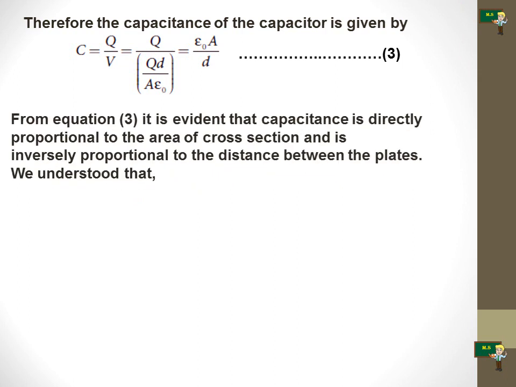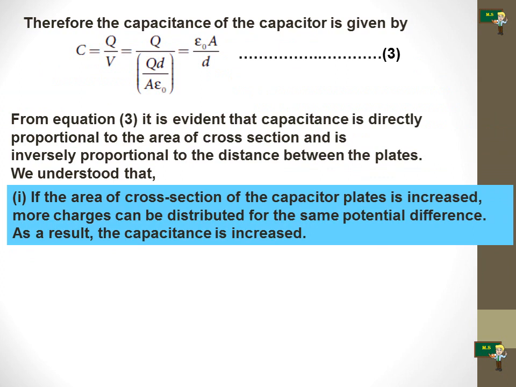From equation 3, it is evident that the capacitance is directly proportional to the area of cross section and inversely proportional to the distance between the plates, that means d. Using this, we understood that if the area of cross section of the capacitor plate is increased, more charges can be distributed for the same potential difference. As a result, the capacitance is increased.